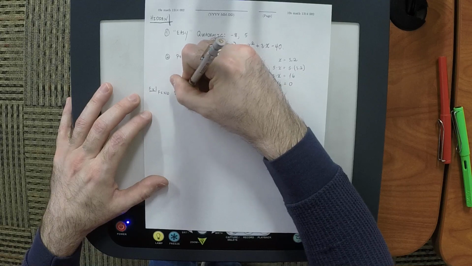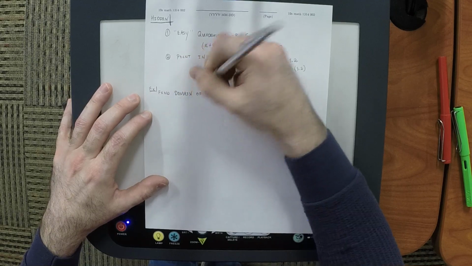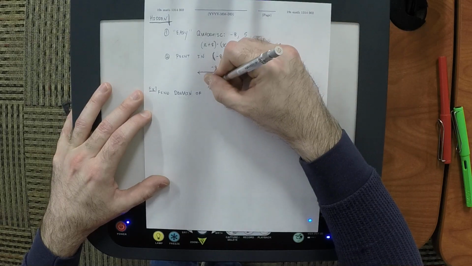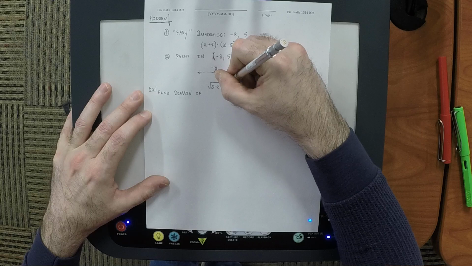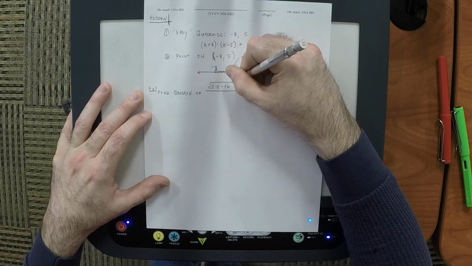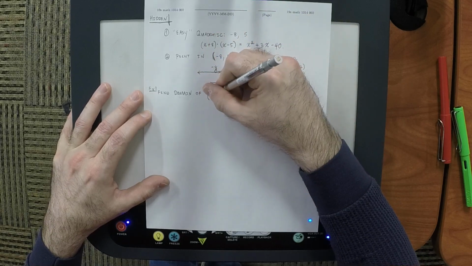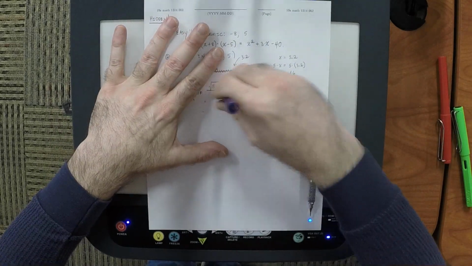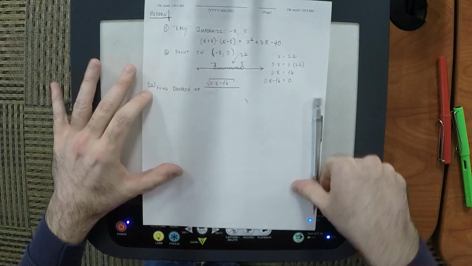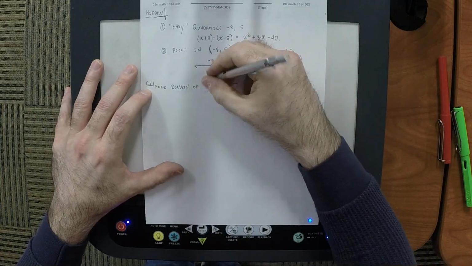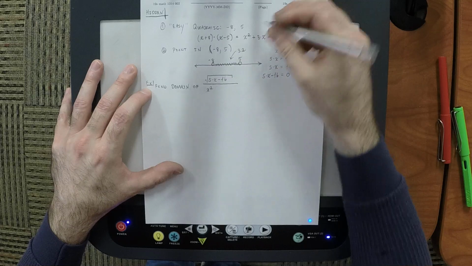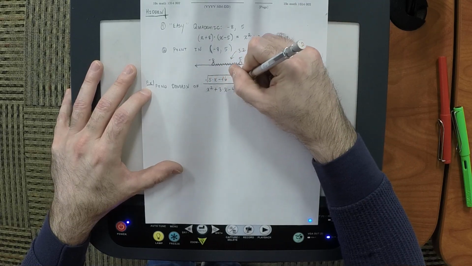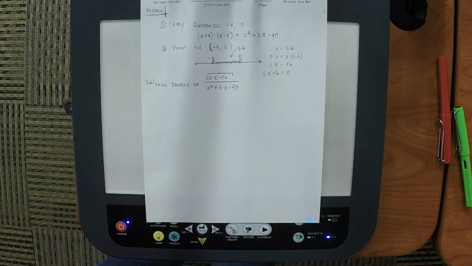Find the domain of the square root of 5x minus 16 divided by, no, I didn't want to write that. The point is for me to multiply it out. x squared plus 3x minus 40. So find the domain of that.